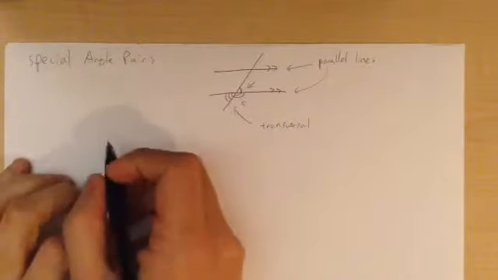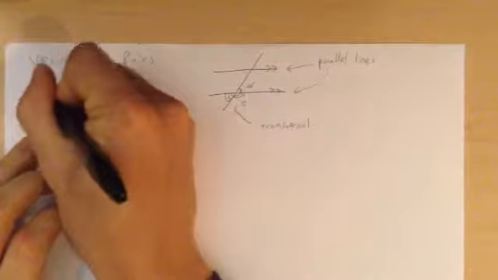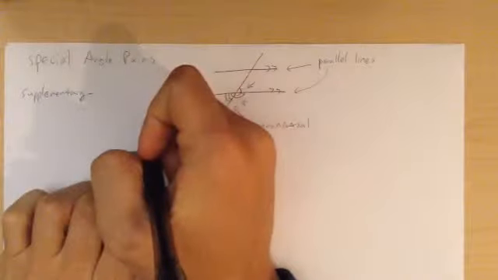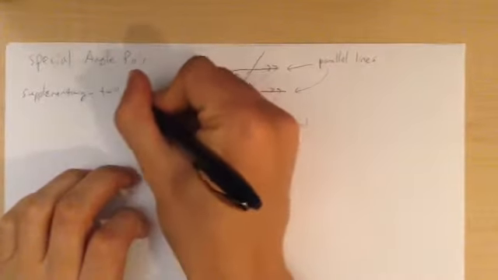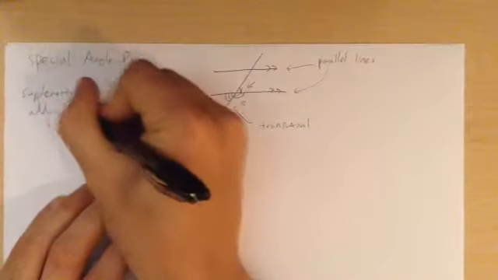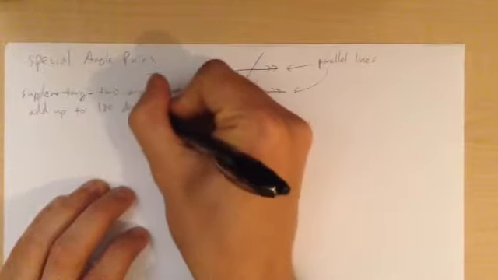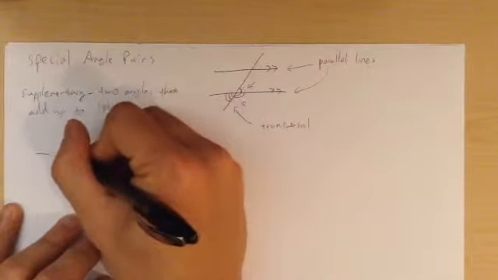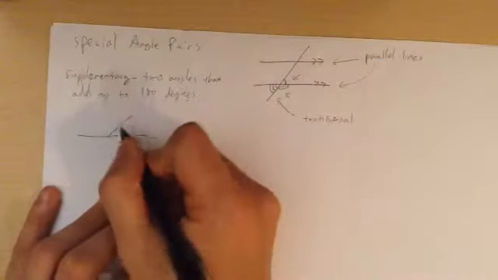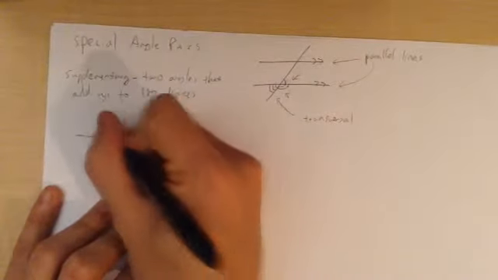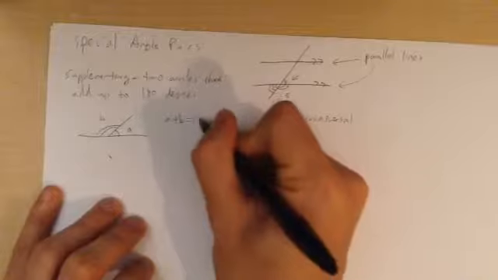So, quick refresher, supplementary means that two angles add up to 180 degrees. So in particular, if you've got a straight line and you have an angle like this, of course I could have drawn it any way, it could have been going this way or whichever way, this angle and this angle need to add up to 180. So if this was angle A, this was angle B, you would say A plus B equals 180.